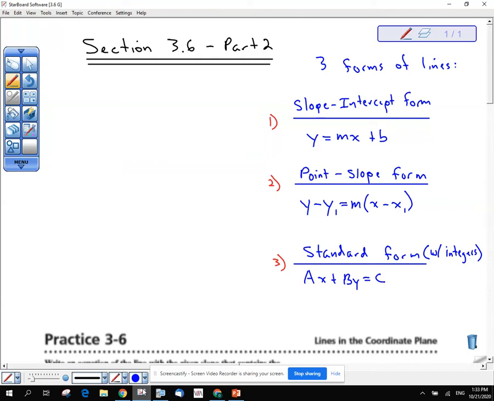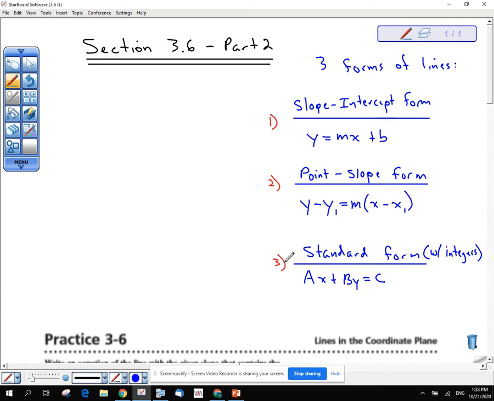Geometry Section 3.6, Part 2. We'll talk about standard form today. You can see I just modified my Starboard software from the previous one, so I still have the two forms from the first part 1 video, and then we've added standard form, which is the third and final form that you would need to know.